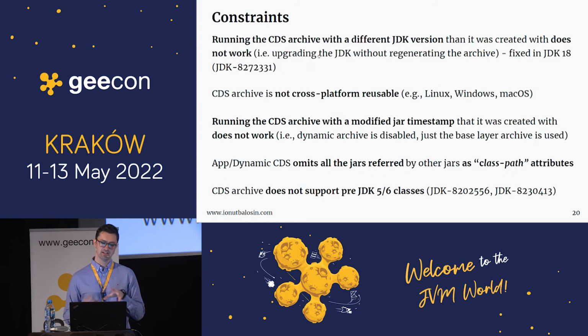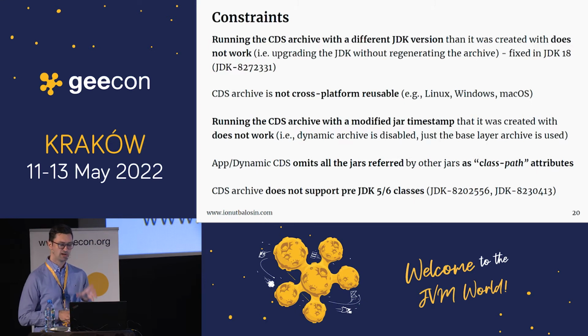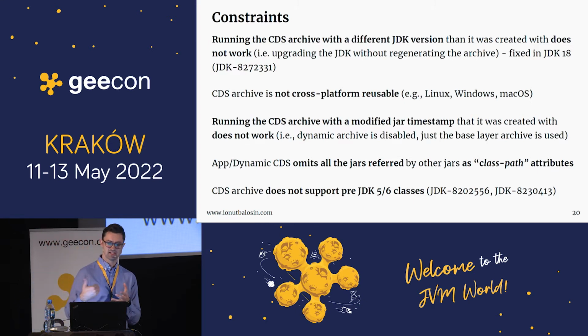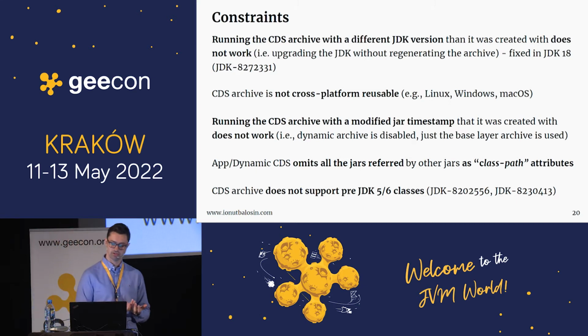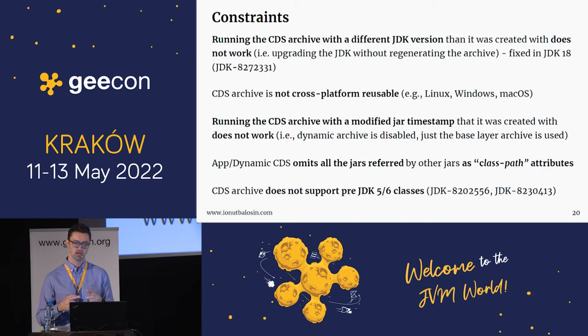I was not focused on the constraints, and the constraints are very important. Just to remind you, when you create a CDS archive, you cannot use a different JDK unless you start with 18, because if you create the archive with an older JDK and run it with a newer one, it doesn't work. More than that, CDS archives are not cross-platform reusable. It's not like bytecode. If you create it on Linux, it will run only on Linux.